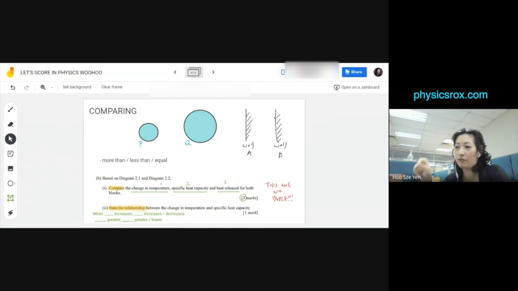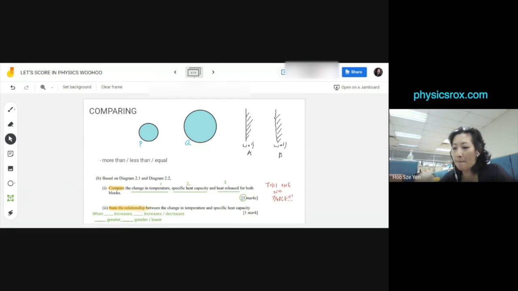Because how they always phrase a question is what? Based on the diagram, not based on what you know. The diagram never showed you it was directly proportional. You cannot write directly proportional, okay? Based on the diagram, you can only see, oh, when this thing increased, the other one increased. Then you will write that.